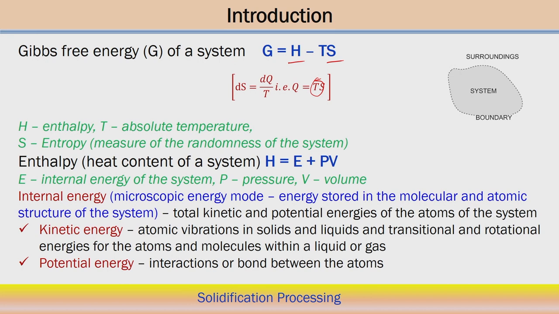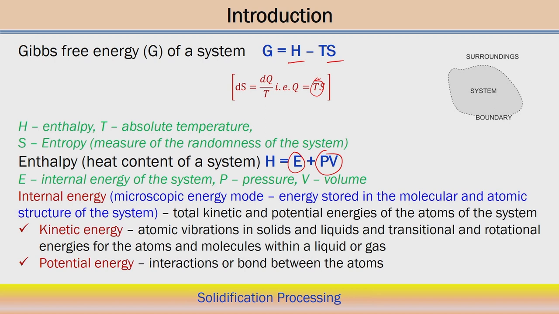So, the Gibbs free energy is the difference of the enthalpy of a system minus the heat supplied to the system, and it indicates the total free energy available for a particular system. Now, further analyzing these things, the enthalpy, the heat content of a system, is the internal energy of a system plus P into V.